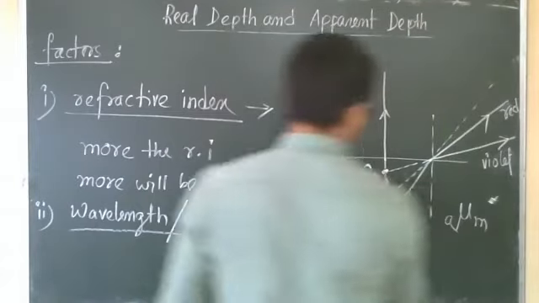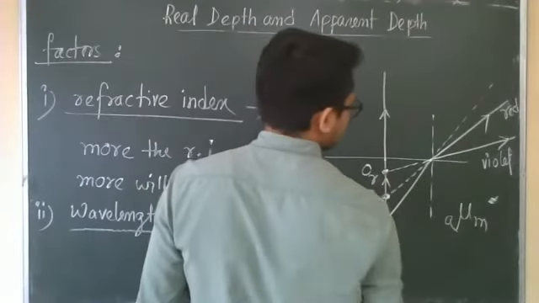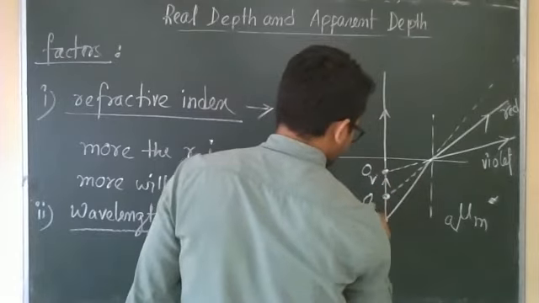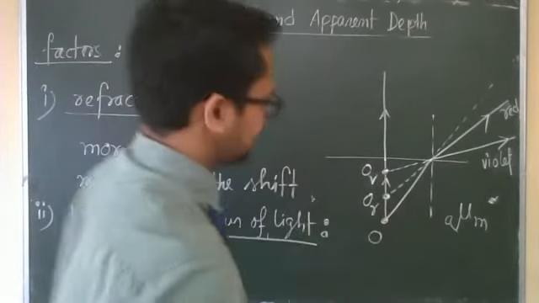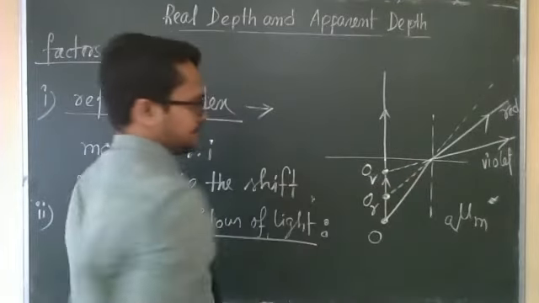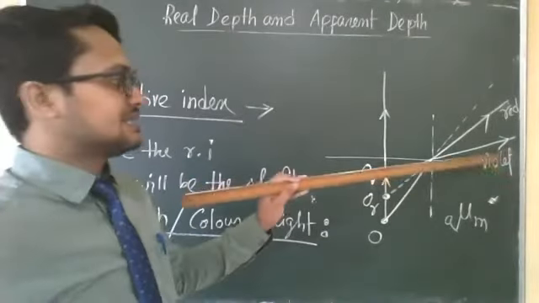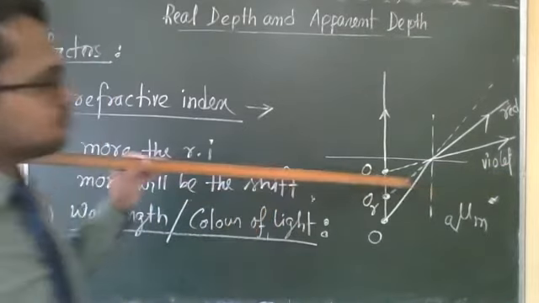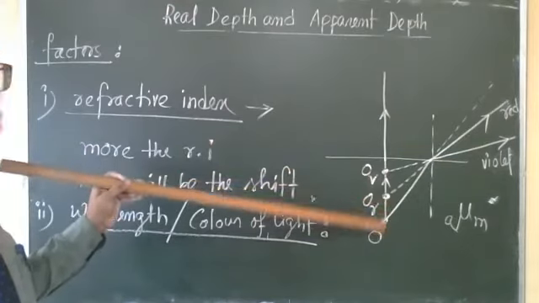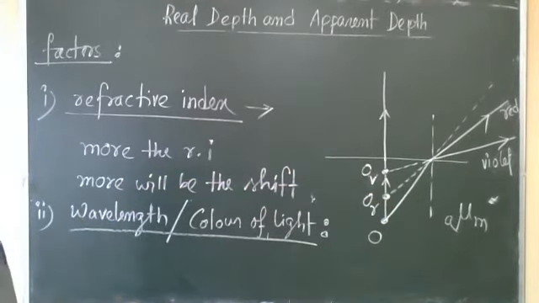Okay. So this is for red. Sorry, this is for violet, and this is for red. Yes. Okay. This is for red, and this is for violet. So violet has less wavelength, more shift. Red has more wavelength, less shift, right? So more wavelength, less shift. Less wavelength, more shift. Refractive index and wavelength, they are inversely related.